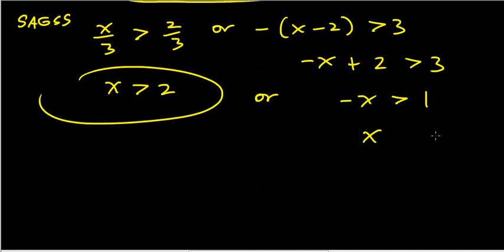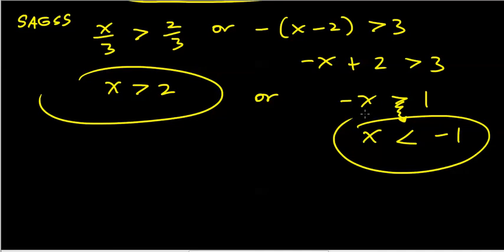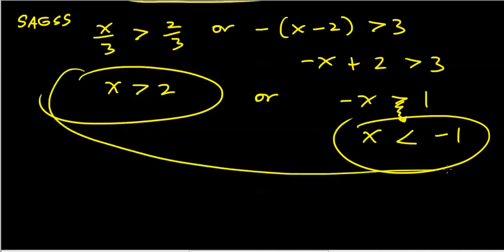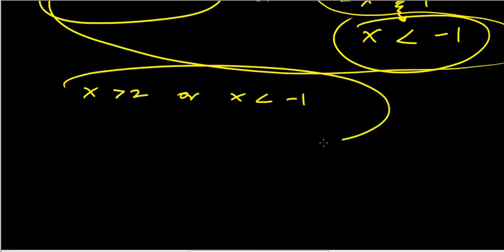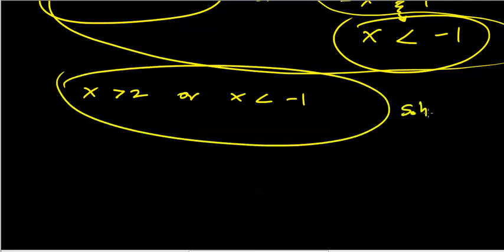And now if I divide both sides or multiply both sides by negative 1, I've got to remember to reverse the arrow. Easy step to forget. Alright, so there is my solution set. X is greater than 2 or x is less than negative 1. Let me clean that up a little bit. X is greater than 2 or x is less than minus 1. This is my solution set.